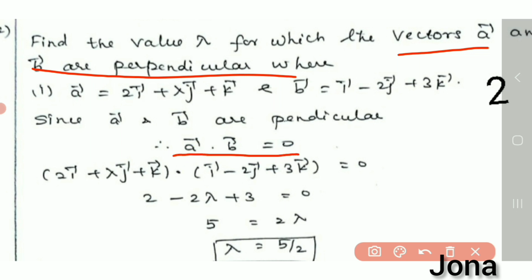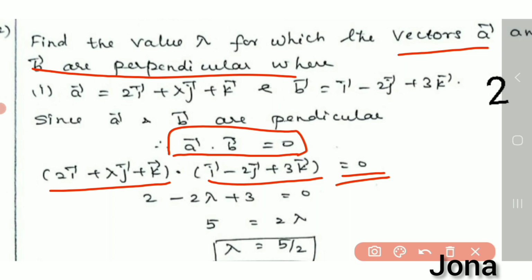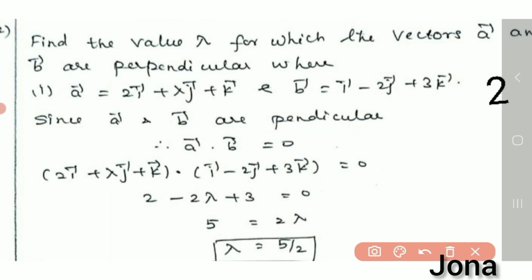So we can put the value of a here, and here this is b. We have to do the dot product and put it equal to 0, because a dot b equal to 0 is the condition for perpendicularity. And then we want to find the dot product here.